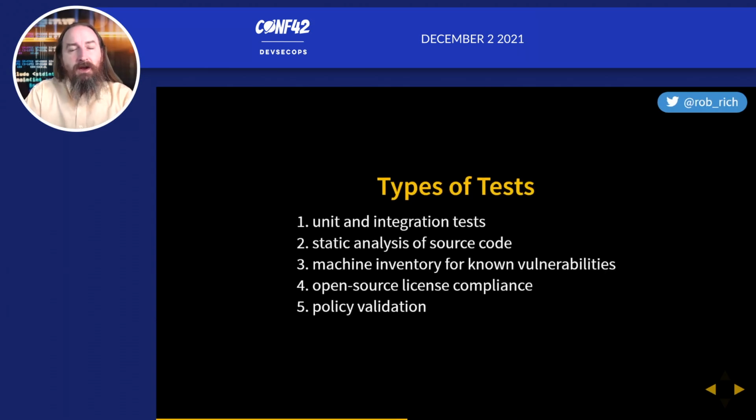Now, as we start talking about a DevOps pipeline, we'll start running tests against our system. We might have unit and integration tests. We might have static analysis of our source code. We might have open source license compliance. We might take inventory of our machine for known vulnerabilities. And then finally, we'll take all of these results and we'll compare it to our corporate level of tolerance.